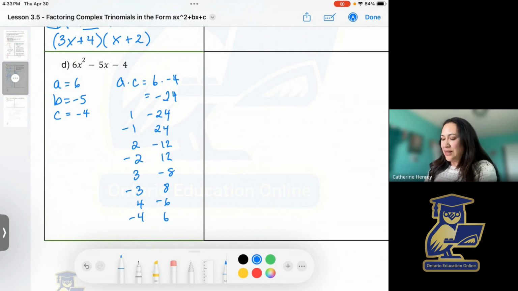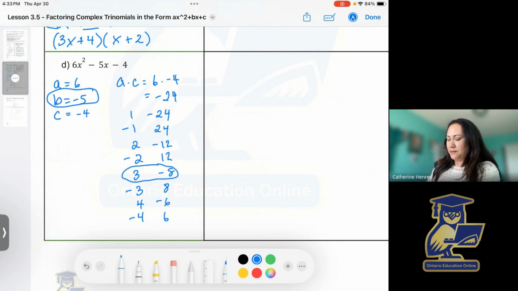But we want to make sure that they add to give us the coefficient of b, and that's negative 5. So the ones that look like they match up are 3 and negative 8. So now that we have our magic numbers, we're going to split the middle term into those two factors. So we'll have 6x squared, and instead of negative 5x, we're going to have plus 3x minus 8x minus 4.